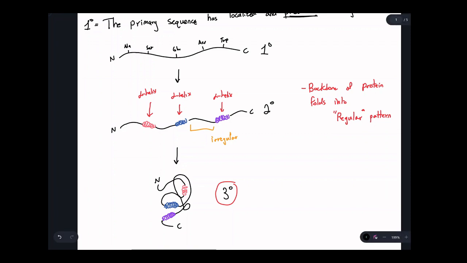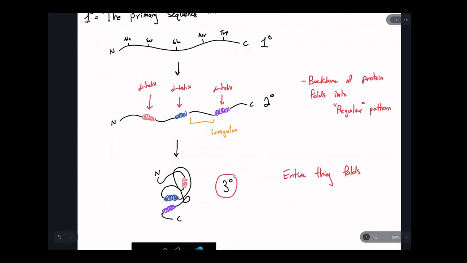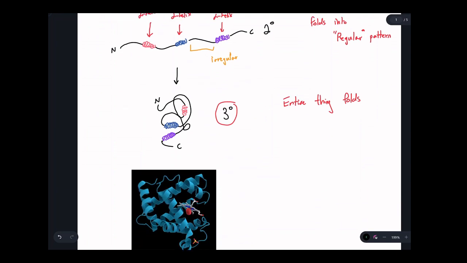So the tertiary structure is when I'd say the entire thing folds. And it's good to think about it in sequence, that first we make the primary sequence, then the backbone makes these regular folds, right? These patterns like the alpha helix and also the beta sheet, which we'll learn about soon. And then tertiary structure is when the whole thing folds.